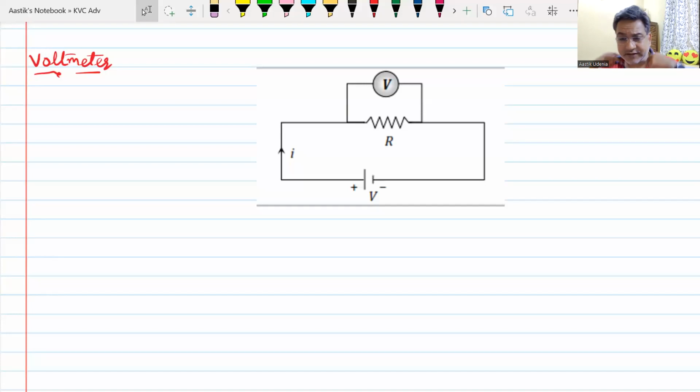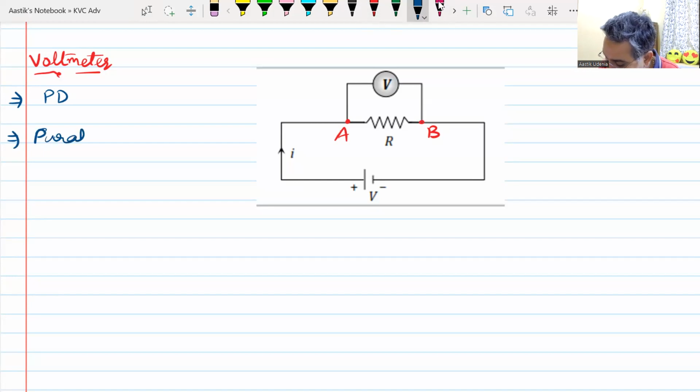And we come to the next one, which is a voltmeter. What is a voltmeter used for measuring? Voltage or potential difference between 2 points in a circuit. If I want to measure the potential difference between point A and B, which is nothing but the potential difference across the resistor R, I connect a voltmeter across the resistor. How is it connected? It is always connected in parallel.